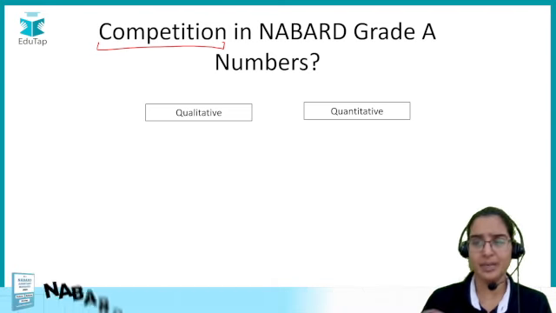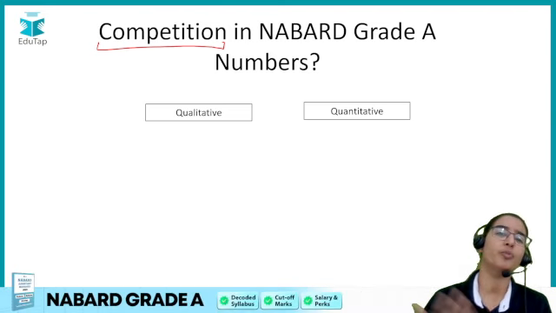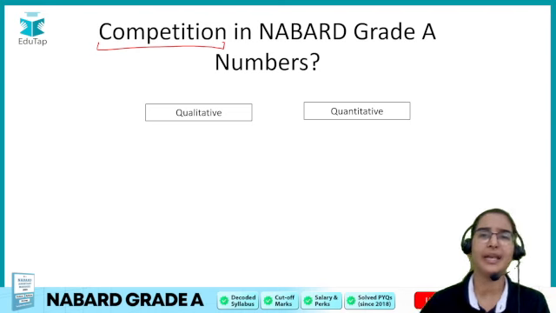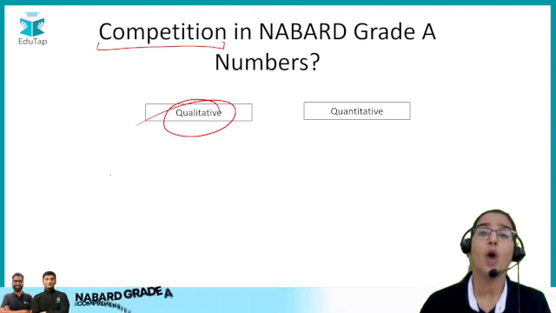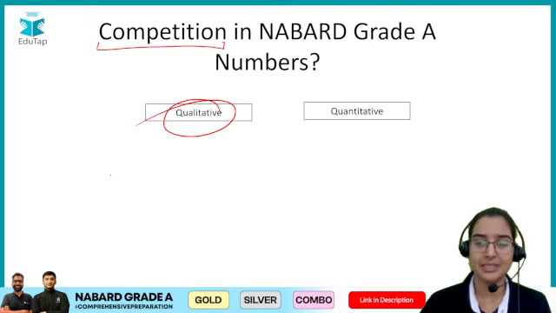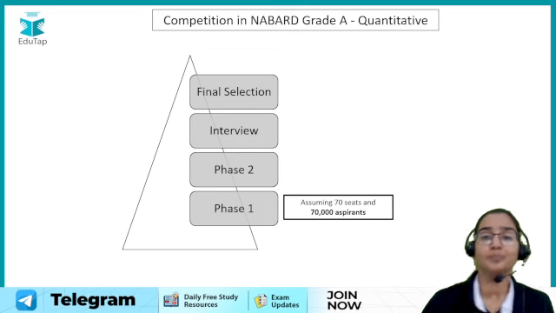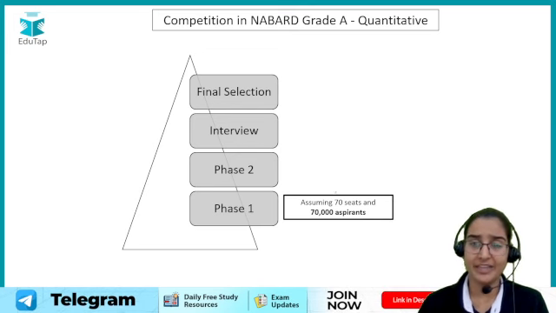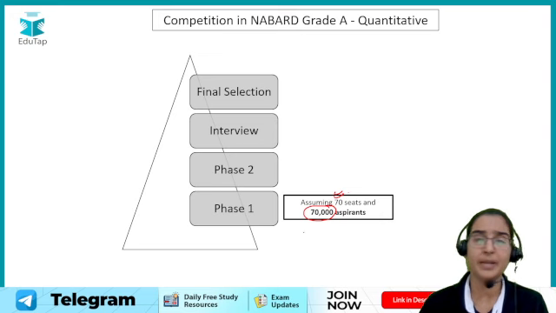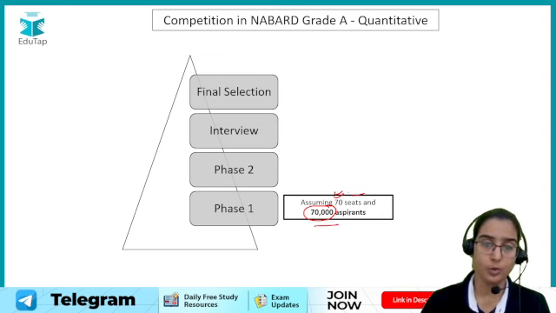Because the numbers will only tell you about the number of people applying, the number of people appearing and the number of people clearing, but the qualitative aspect will tell you how many of these are the actual serious aspirants. Now students, if I talk about the competition, let us assume that there are 70 seats and for these 70 seats, around 70,000 people have applied. This number of seats can vary, the number of aspirants can also vary.